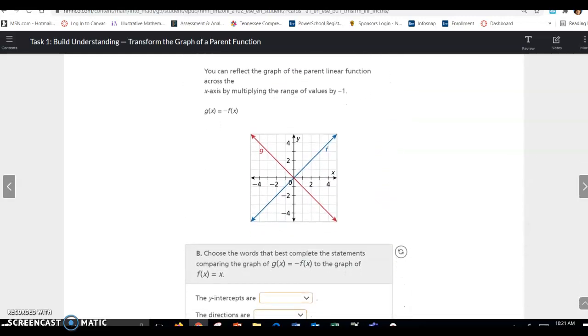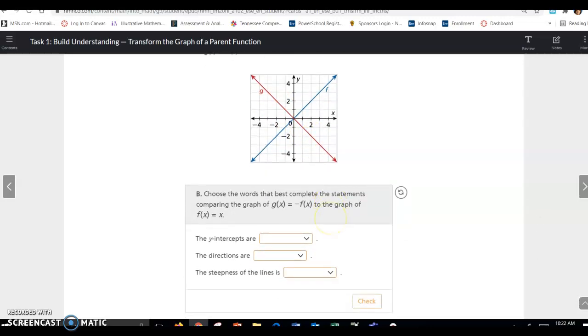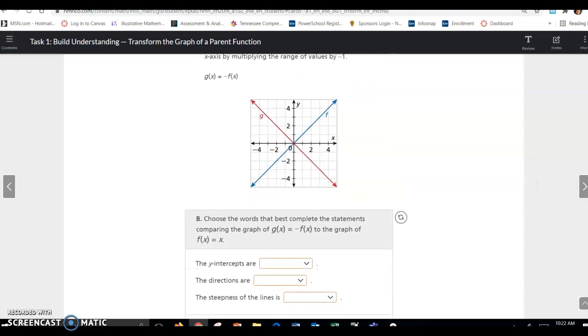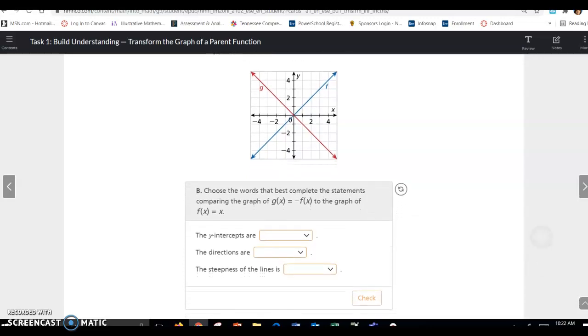All right, you can reflect the graph of the parent linear function across the x-axis by multiplying the range values by negative 1. So g of x equals negative f of x. You can see the original parent function, f of x equals x, is here. We multiply it by negative, and it's a reflection across the x-axis, and it is now going down from left to right instead of up.